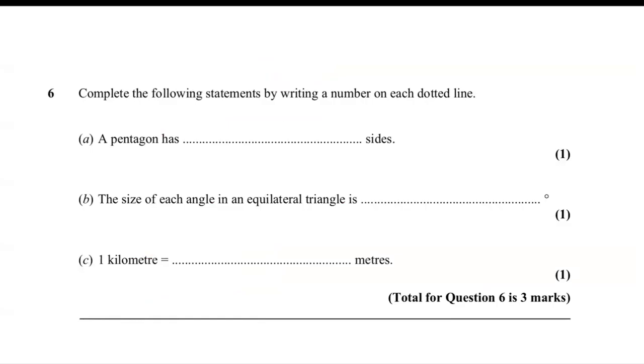Okay, a pentagon has 5 sides. The size of each angle in an equilateral triangle is 60 degrees. We just divide the 180 by 3. Everything is equal. And there are 1,000 meters in a kilometer.